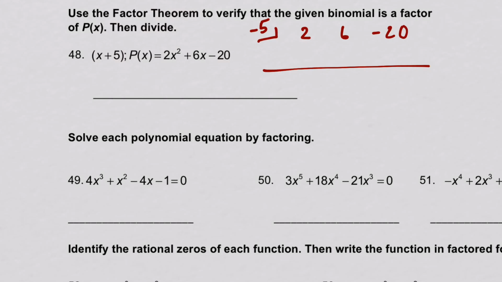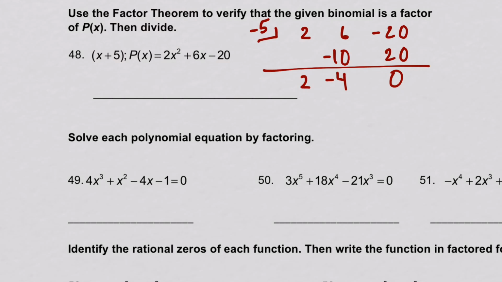So here we go. Bring down the 2. -5 times 2 is -10. 6 and -10 makes -4. -5 times -4 makes positive 20. -20 and positive 20 makes 0. There it is. So x plus 5 is a factor because I got remainder 0.